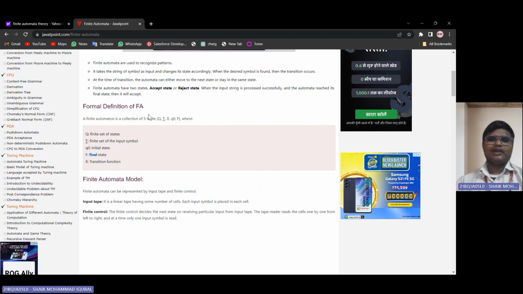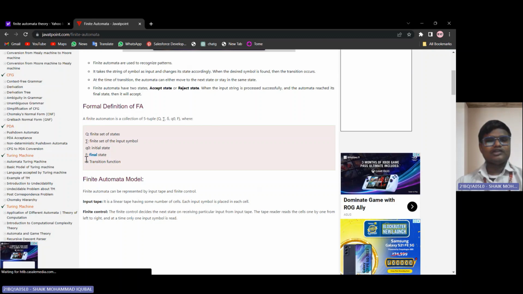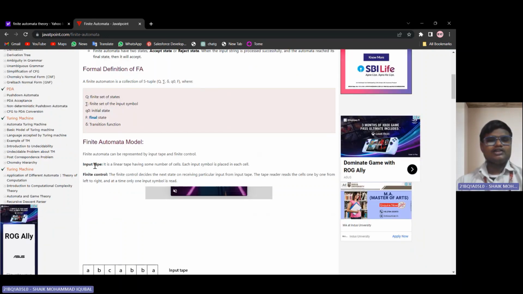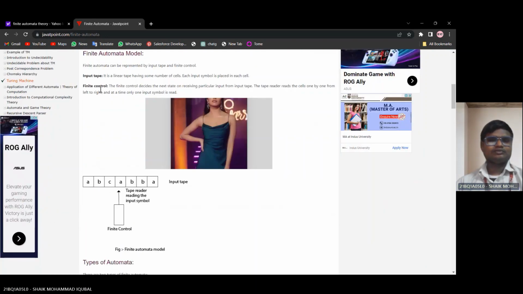Formal definition of FA. A finite automaton is a collection of five tuples: Q, sigma, delta, Q naught, F, where Q is the finite set of states and sigma is the finite set of input symbols, Q naught is the initial state, F is the final state, and delta is the transition function.